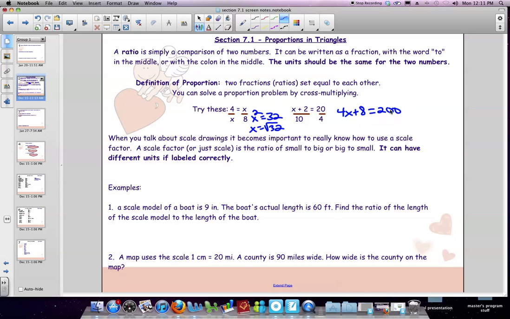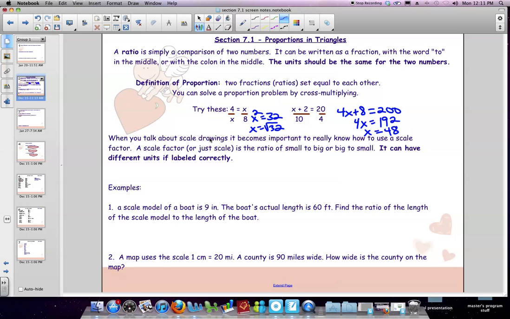And then we would use our algebra to solve. So we'd subtract the 8, and we'd get 4x equals 192. And then we'd take 192 divided by 4, and that would give us 48.